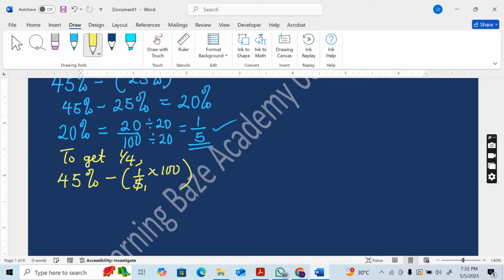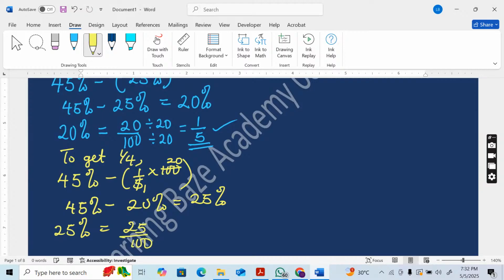All right, 5 into 5 is 1, 5 into 100 is 20. So that is 45% minus 20%, and the answer is equal to 25%. So we have to change 25% to fraction in its lowest term. So that is 25 over 100. Let's divide the numerator and the denominator by the same quantity. 25 divided by 25, that's 1, and 25 divides 100 will give us 4. Can you see the answer? Yes. So 1 over 4 is the answer. We've been able to get 1 over 4.